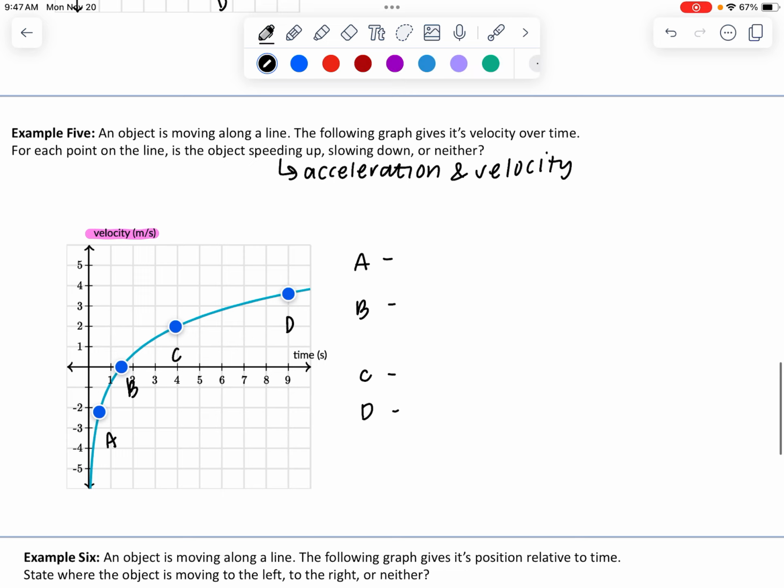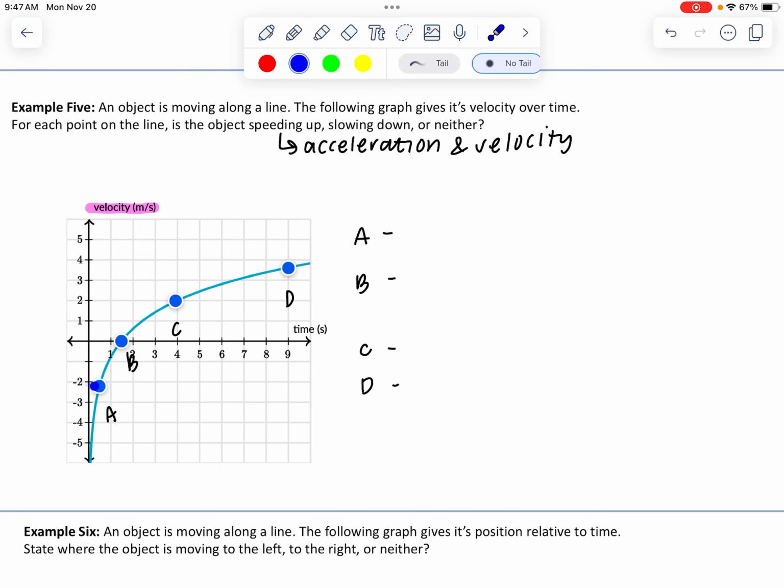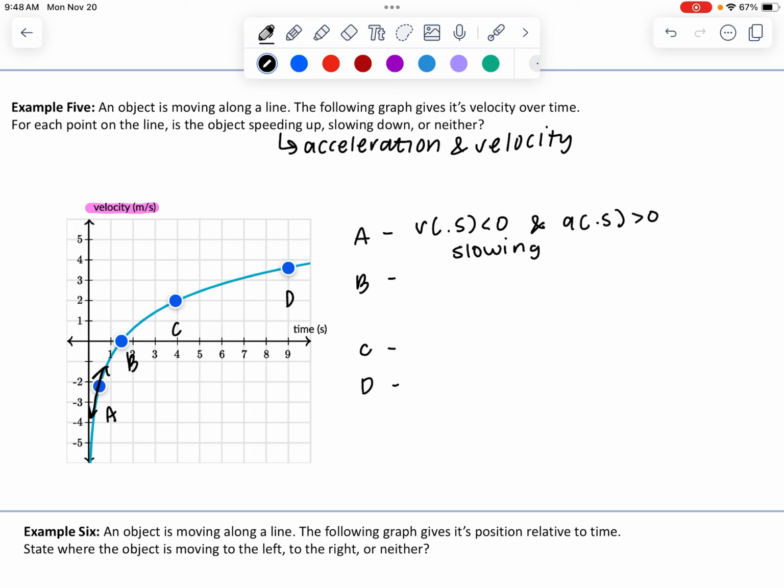So if I look at A right here, this is the velocity graph, and I'm going to say this is about 0.5, the velocity is less than 0. But if I draw this tangent line here, the slope of that line is positive. So the velocity at 0.5 is less than 0, and the acceleration is greater than 0. So this one is therefore slowing down because they have opposite signs. One is positive, one is negative. So that one is slowing down.